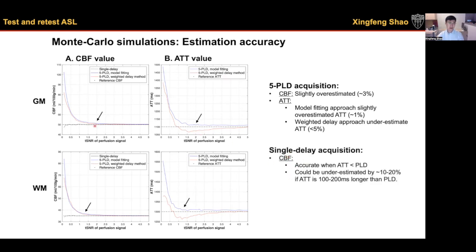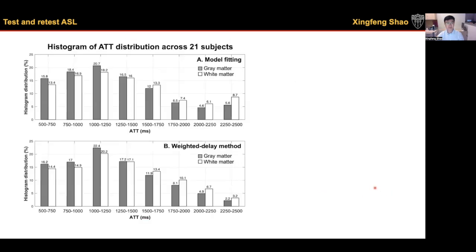For the single-delay acquisition, the CBF values, the blue line, are very accurate because, using our simulation parameters, the arterial transit time is always shorter than the post-labeling delay, so there's no error. But the single-delay CBF values can be largely underestimated if the arterial transit time is even 100 or 200 milliseconds longer than the post-labeling delay we use.